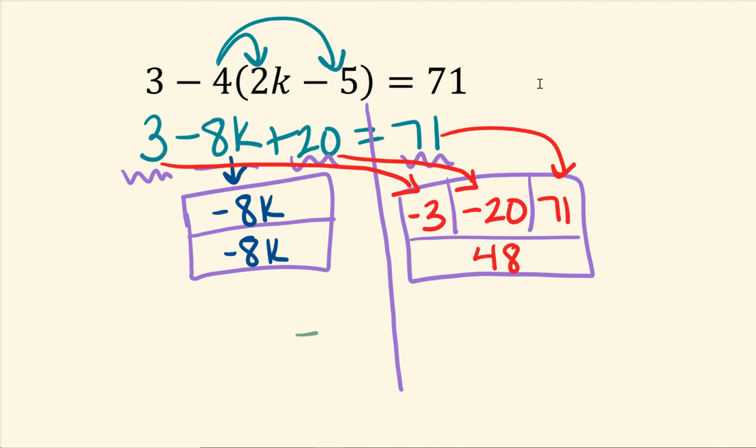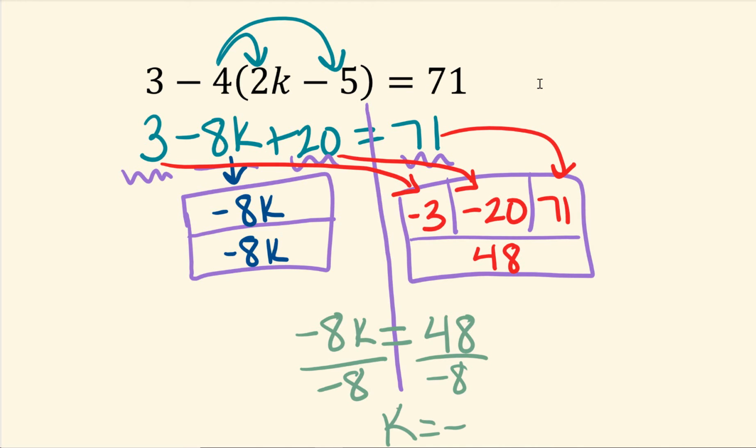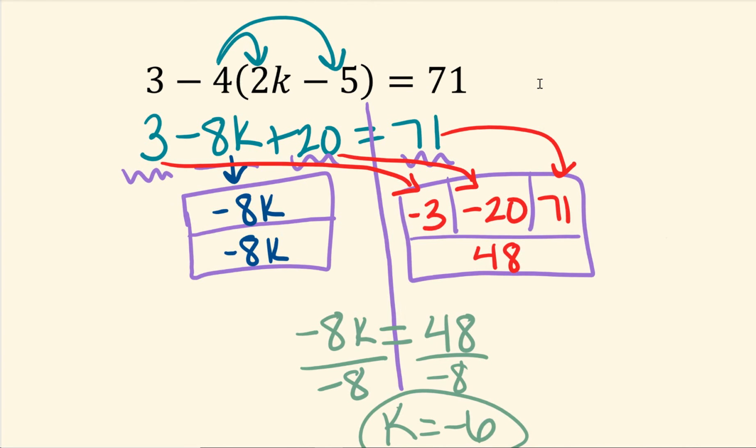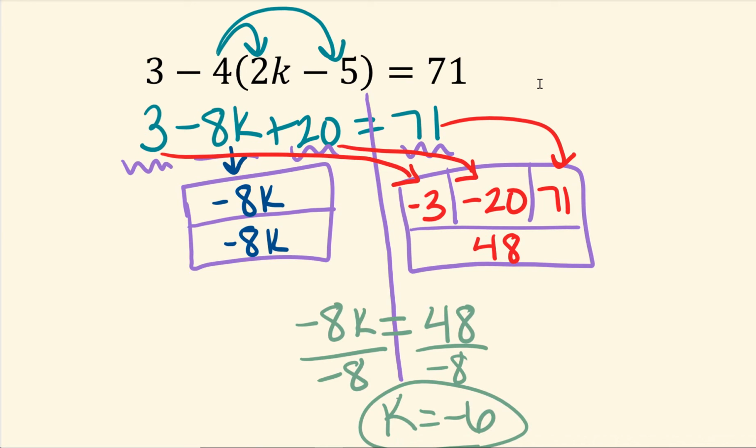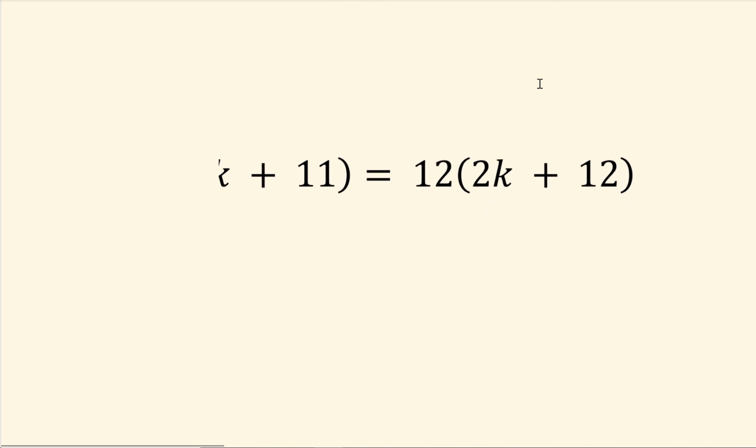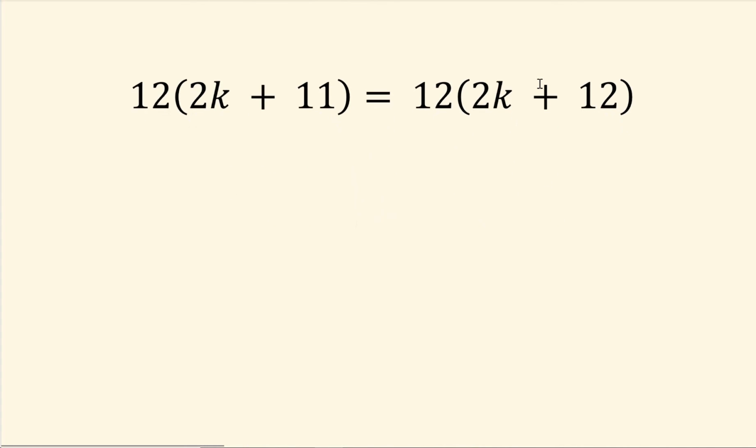So from here we have negative 8k equals positive 48. We still need to divide both sides by negative 8 to get that k equals negative 6. Again, whichever method you choose is completely your choice. Just make sure that you showed all of your work for it. Alright, let's do one more example real quick.